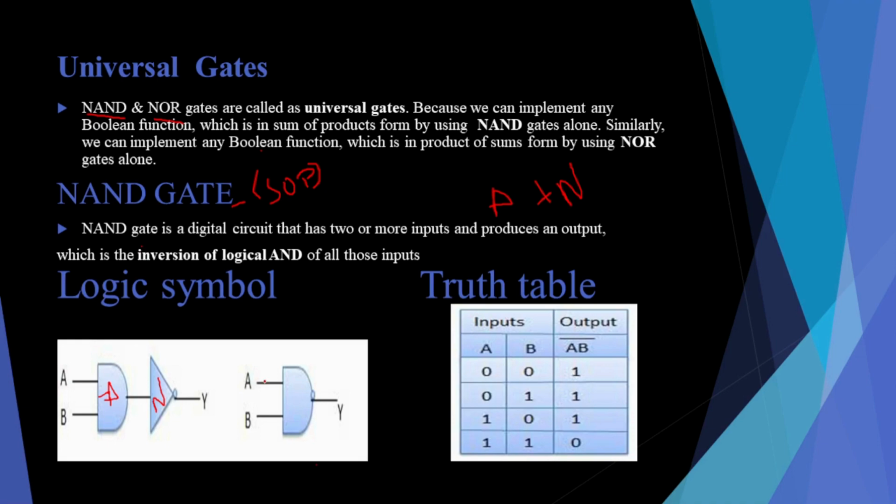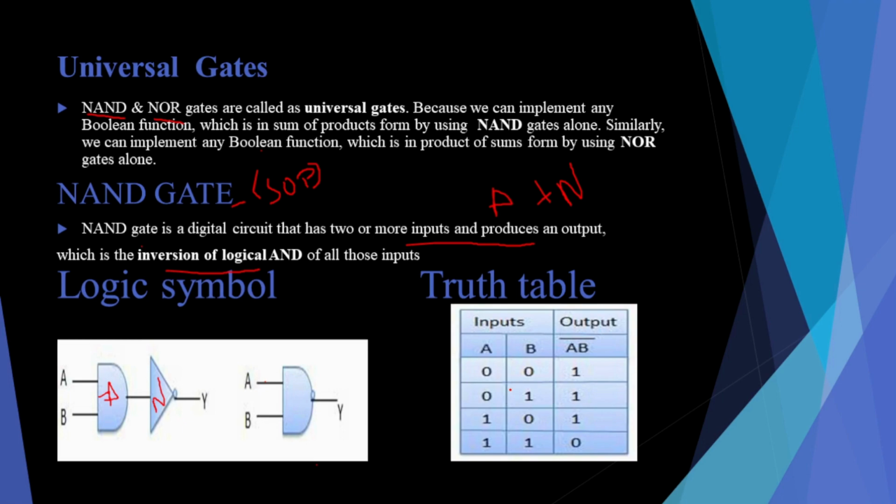So it has 2 or more inputs and produces a single output. So it is an inversion of logical AND gate. So A and B are given as input and the output is represented by (A·B) the whole bar. That is 0 into 0 is 0, but you need to invert to find the output of NAND gate.